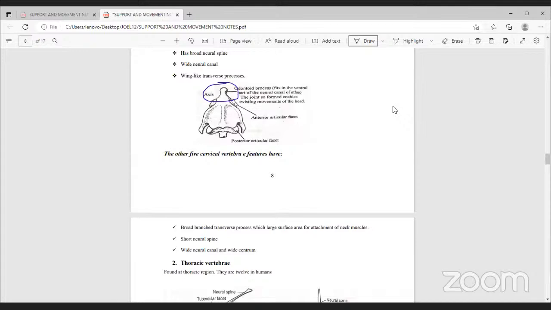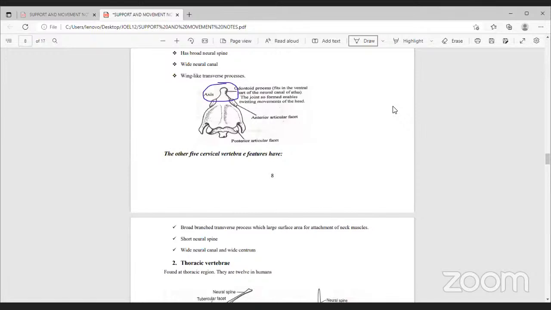The other thing is that they have a short neurospine. So even if the neurospine is short, even if it is long, the function does not change. It is supposed also to provide a surface for muscle attachment.